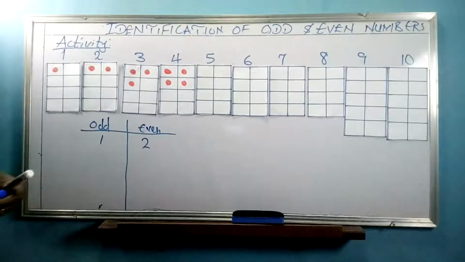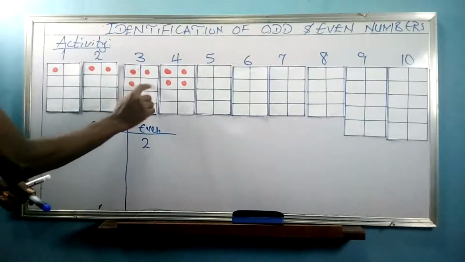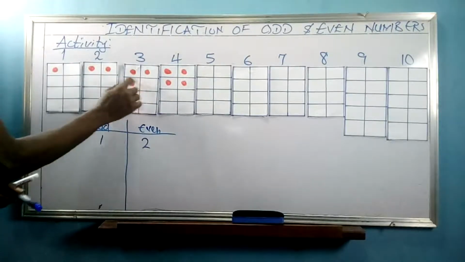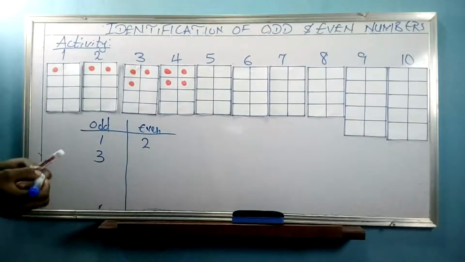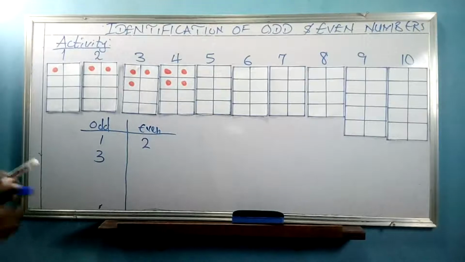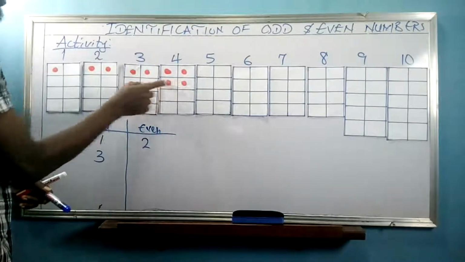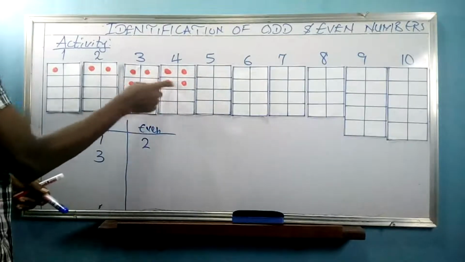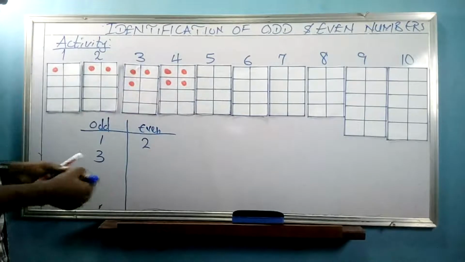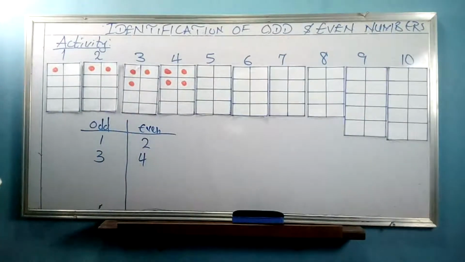Do we get that? Look at 3. This one is complete. Does the 3 complete this one? No. It doesn't complete this one, which means 3 is under odd number. Okay, let's look at 4 now. This pair is complete. This pair is complete. Does it have anything here? No, which means it completes its own pair. So that means 4 is under even number. Do we get it now?